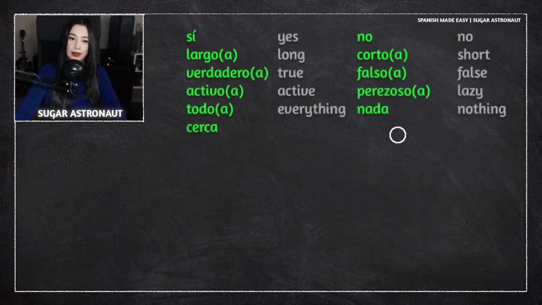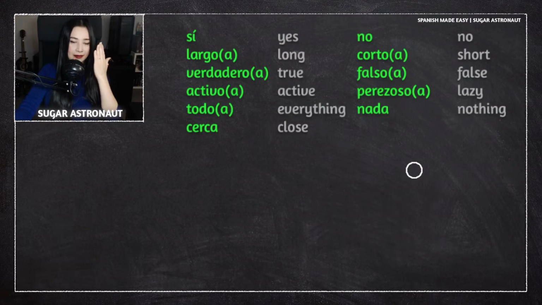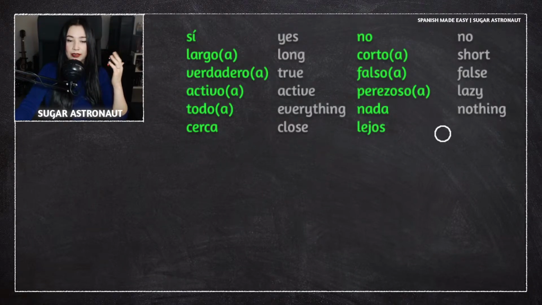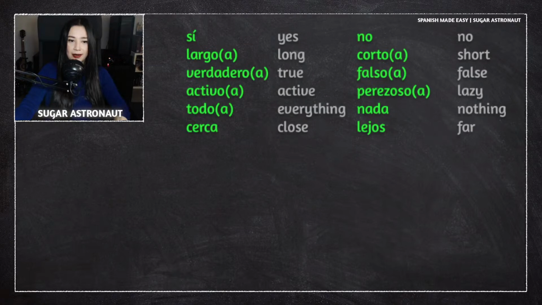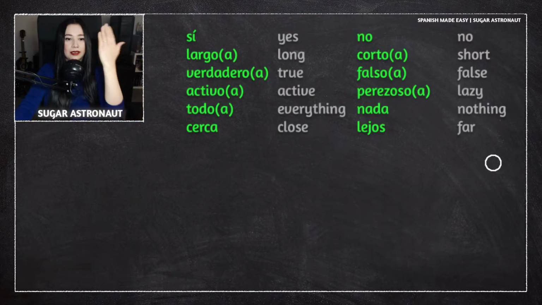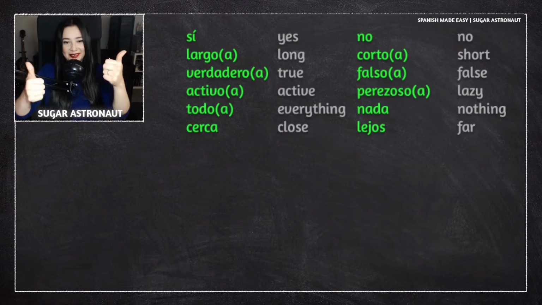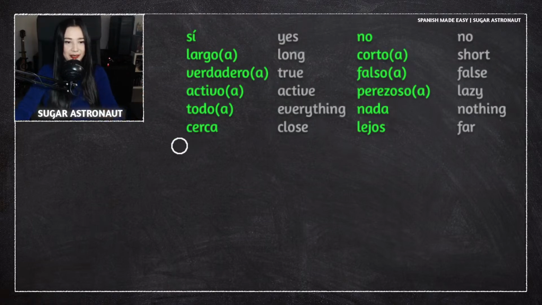Now the next one, guys. Cerca. Cerca means close. When something is close. Cerca. So the opposite is lejos. Lejos, cerca. So that's far. Cerca stays as it is. It doesn't change. It cannot be feminine, masculine, or plural. So cerca is cerca, period. Lejos is the same. Lejos stays lejos. It doesn't change. Cerca, lejos. Close, far. Okay, so that's a good one. They don't change, so that's good. I like that.